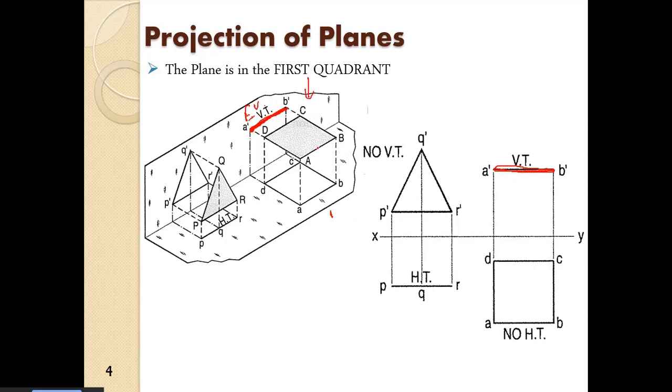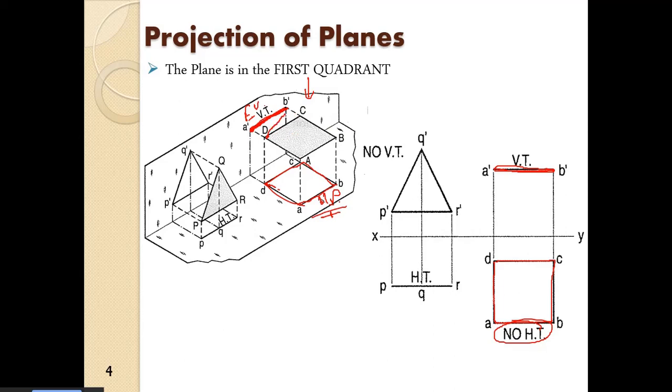This is the front view, and then when we see from the top, we will have the entire plane ABCD projected on the horizontal plane. So this is the top view. You can see no horizontal trace. It is the direct projection of the plane, so we can see all the points and all the edges of the plane.